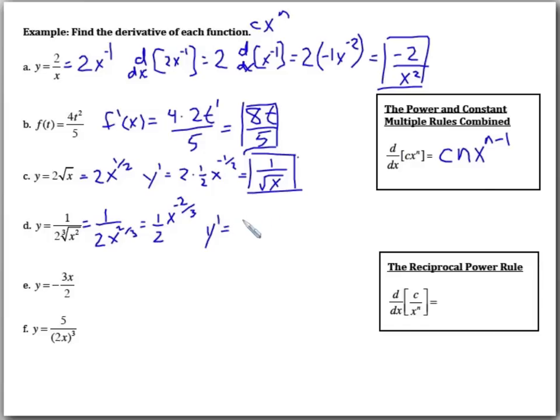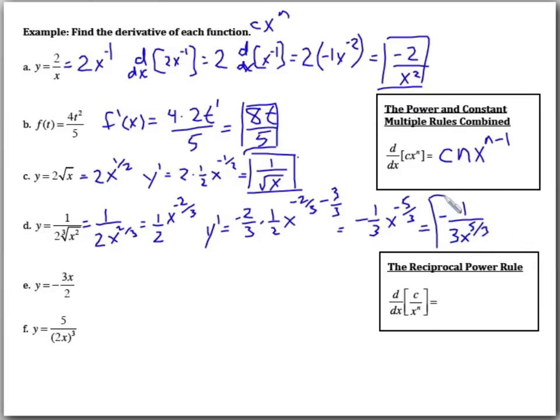Okay, so we're going to go negative 2/3 times 1/2 x to the, let's see, well, we want negative 2/3 minus 1. And instead of writing minus 1, let's write minus 3/3. And so let's do some of this here. So negative 2/3 times 1/2 is going to be, let's see, the 2's are going to cancel, so we're left with negative 1/3. And then negative 2/3 minus 3/3 is negative 5/3, so x to the negative 5/3. And then we don't want the negative exponent, so we're going to have negative 1 over 3x to the 5/3. And we will leave it just like this.